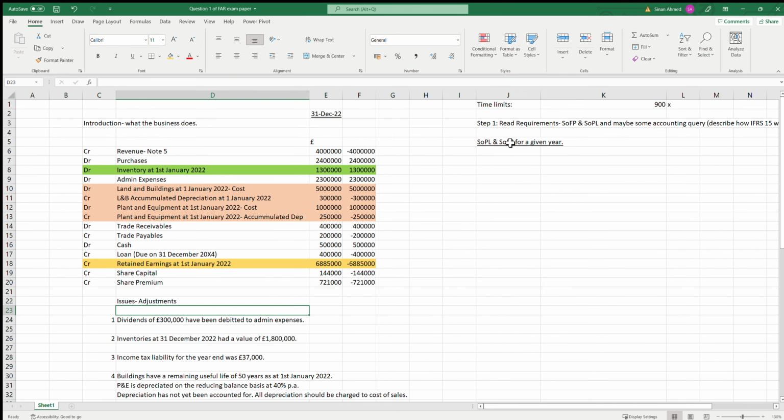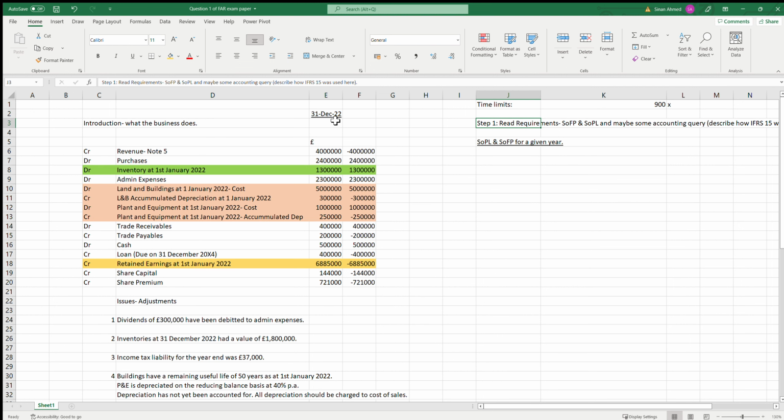Okay, so sometimes it's worth reading, always read the requirements first of all, to familiarize yourself with which ones are associated with the most marks, which will be the SOFP and the SOPL, and which ones are associated with the least number of marks, okay? And it's going to get your brain thinking of what sort of points you're going to write down.